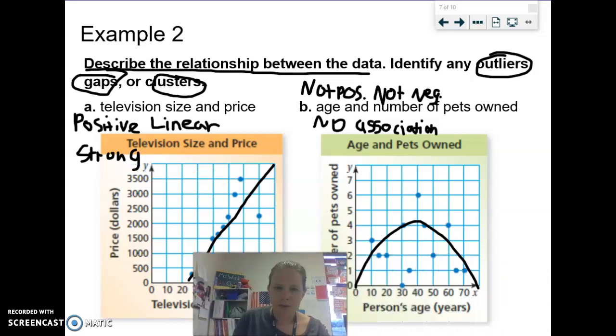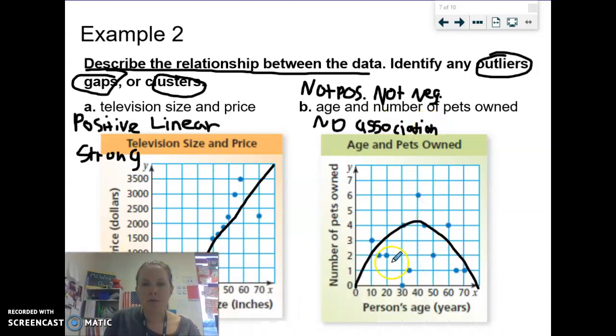Okay. The second one, though, looking at this, I would definitely call this weak, okay? Or I'd even say no association, because that's kind of what we were talking about here. But I would definitely call this one weak. It's hard to tell what direction this is going. It doesn't necessarily just follow this curve that I created. It's kind of what the trend is.